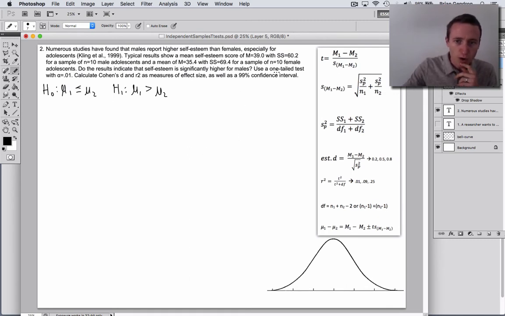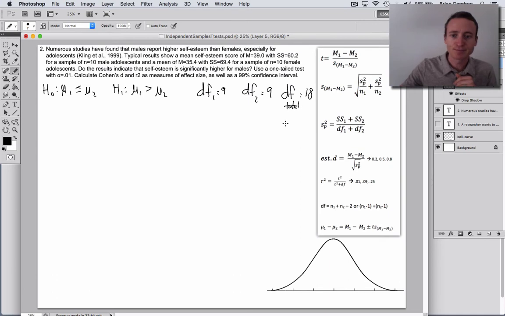We're doing a one-tailed test with alpha of 0.01. And so first we need our degrees of freedom. So degrees of freedom for group 1, the males, there are 10 males. So 10 minus 1 is 9. For females, there's also 10 females. So 10 minus 1 is 9. And just like in the last problem, degrees of freedom total is 18.